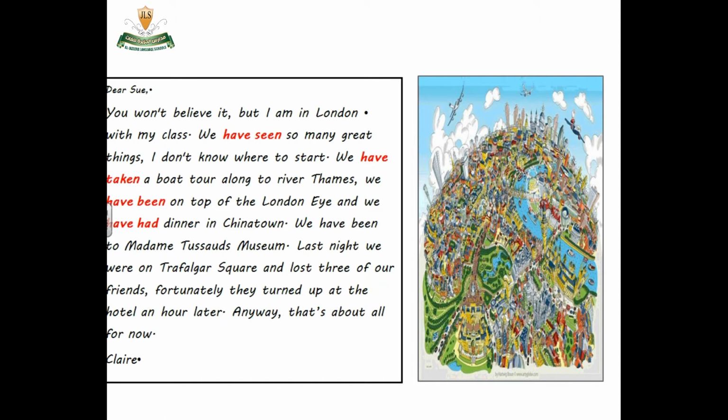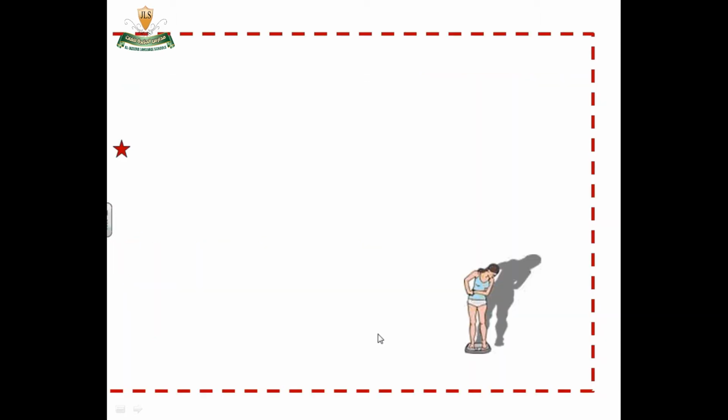So, I have here: have seen, have taken, have been, have had. So what do you think it's going to be about? Yes, it's going to be about the present perfect. And I'm also going to tell you the difference between the present perfect and the present perfect continuous. Let's go on together.